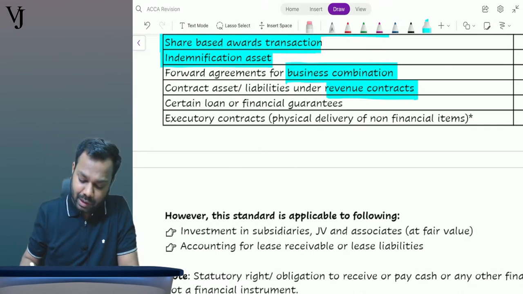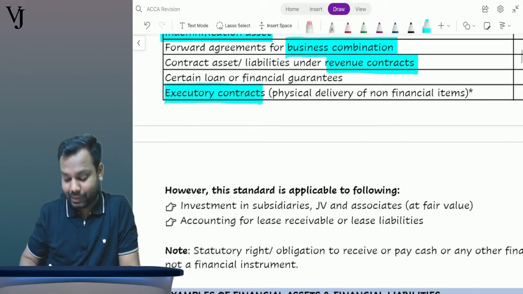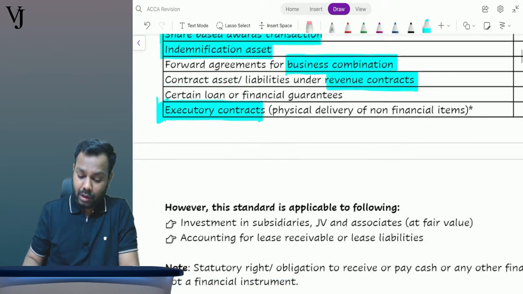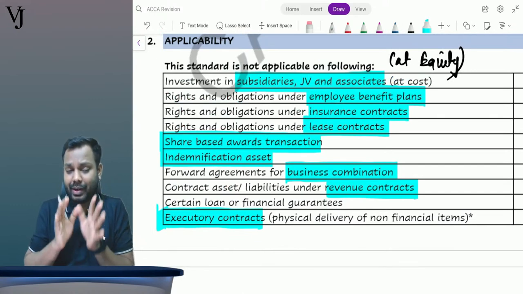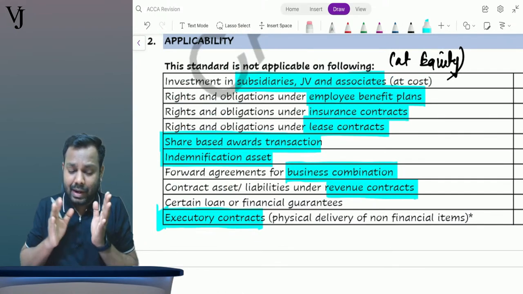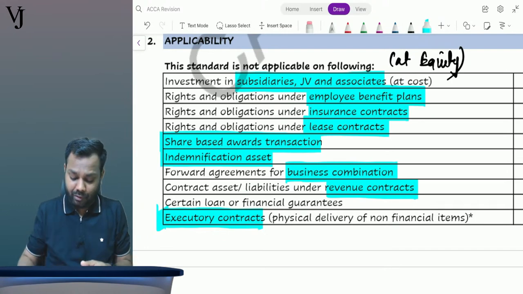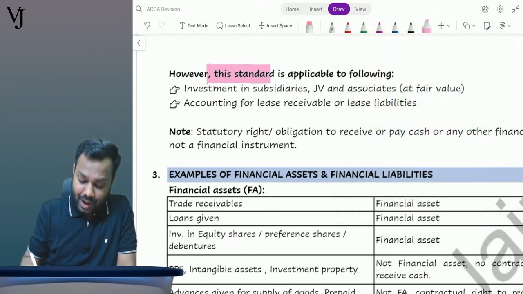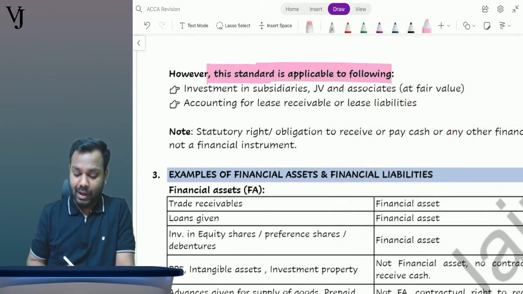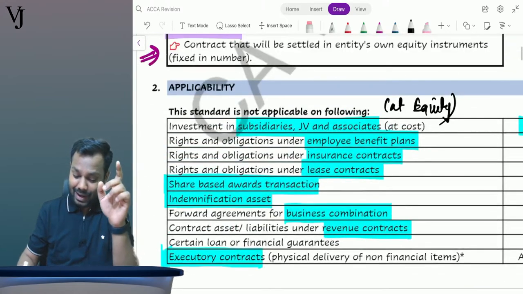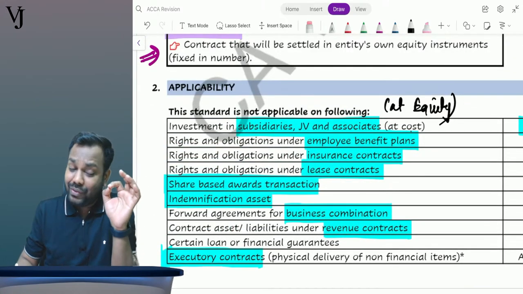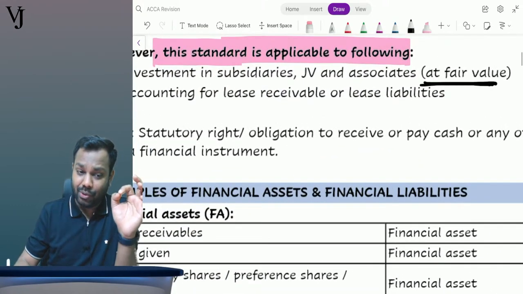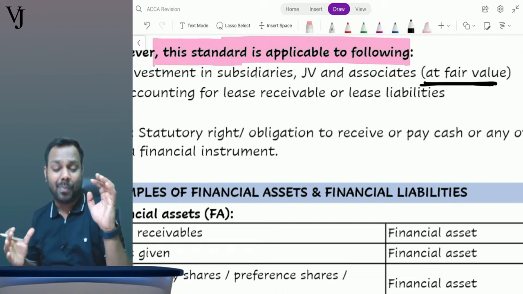Okay, now certain loan and financial guarantees and executory contracts. Executory contracts, we'll study in detail. Okay, now. So these are the transactions on which IFRS 9 is not applicable. Now, coming to this one. However, this standard of IFRS 9 is applicable to the following. If the investment, as I mentioned here, cost and equity is not applicable, but if the investment in subsidiary, associate or joint venture is measured at fair value, then yes, it gets in the scope of IFRS 9.